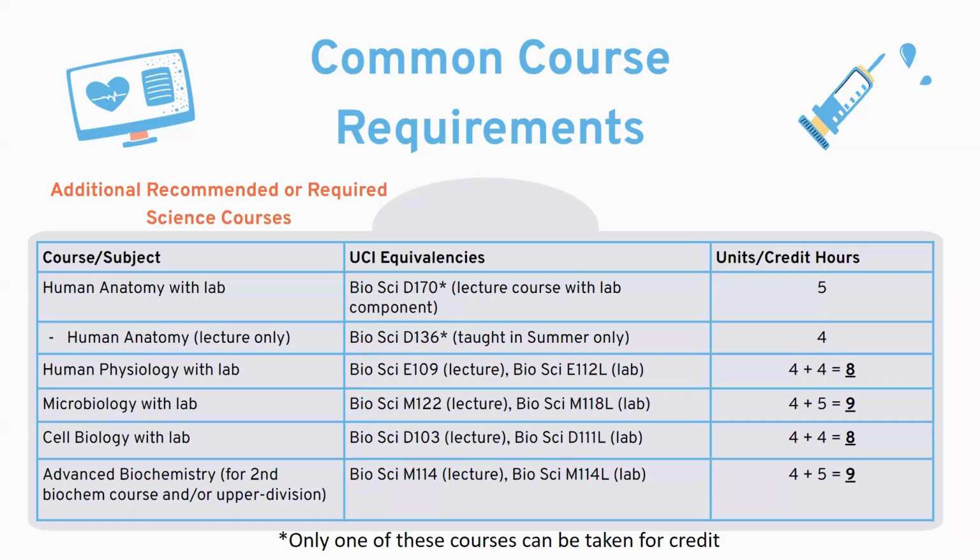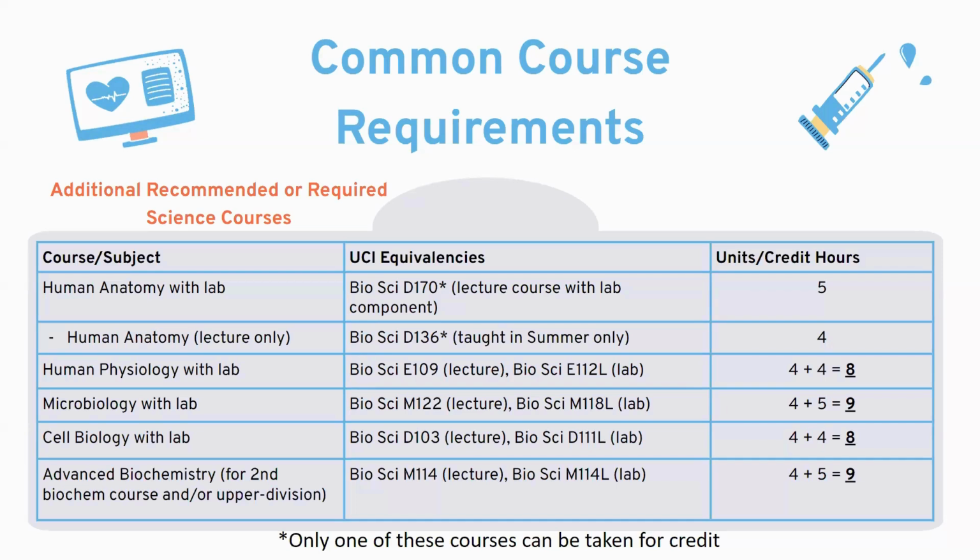So the first is human anatomy, often required with lab. At UCI, we offer two options: Bio D170, which is a lecture course with a lab component. If you took the class, it counts as an upper division bio elective, not a lab course, but for the purposes of many health profession schools who want to see some sort of anatomy lab, this will suffice. We also offer human anatomy, which is a lecture. This course is D136, which is taught only in the summer. This class is lecture only, but for schools that don't necessarily require an anatomy lab, this could be a good option for you as well.